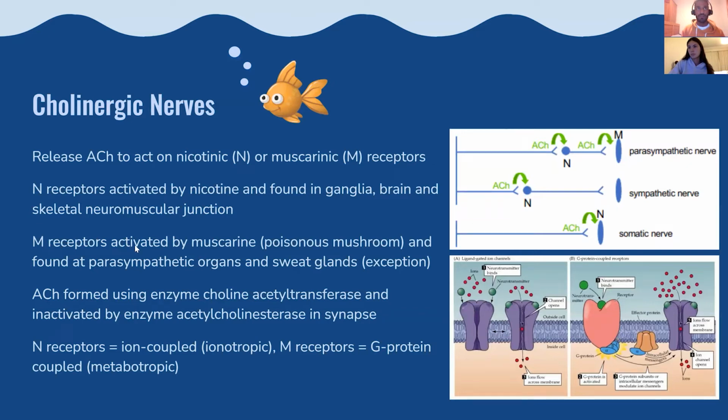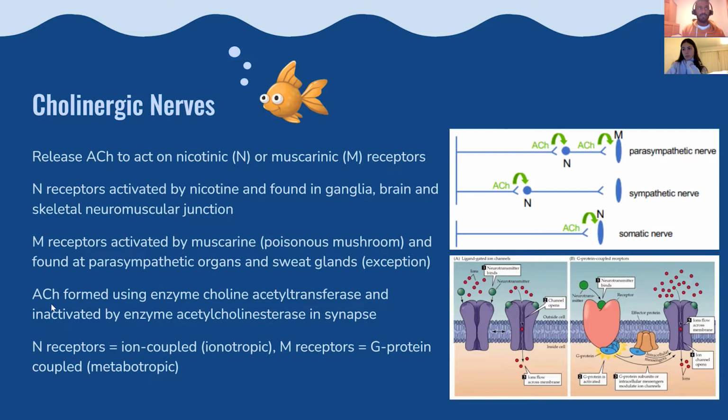M receptors, however, are activated by muscarine, which is a poisonous mushroom, and they're found at parasympathetic organs and the sweat glands, which is the exception to the sympathetic nervous system, remember. The way I generally remember it is that the parasympathetic system is M receptors, and the sympathetic system is, as we'll talk about, alpha or beta receptors, and N receptors are everywhere else. So like your neuromuscular junction, the ganglia, and in the brain. And you just need to remember that sweat glands are the exception.